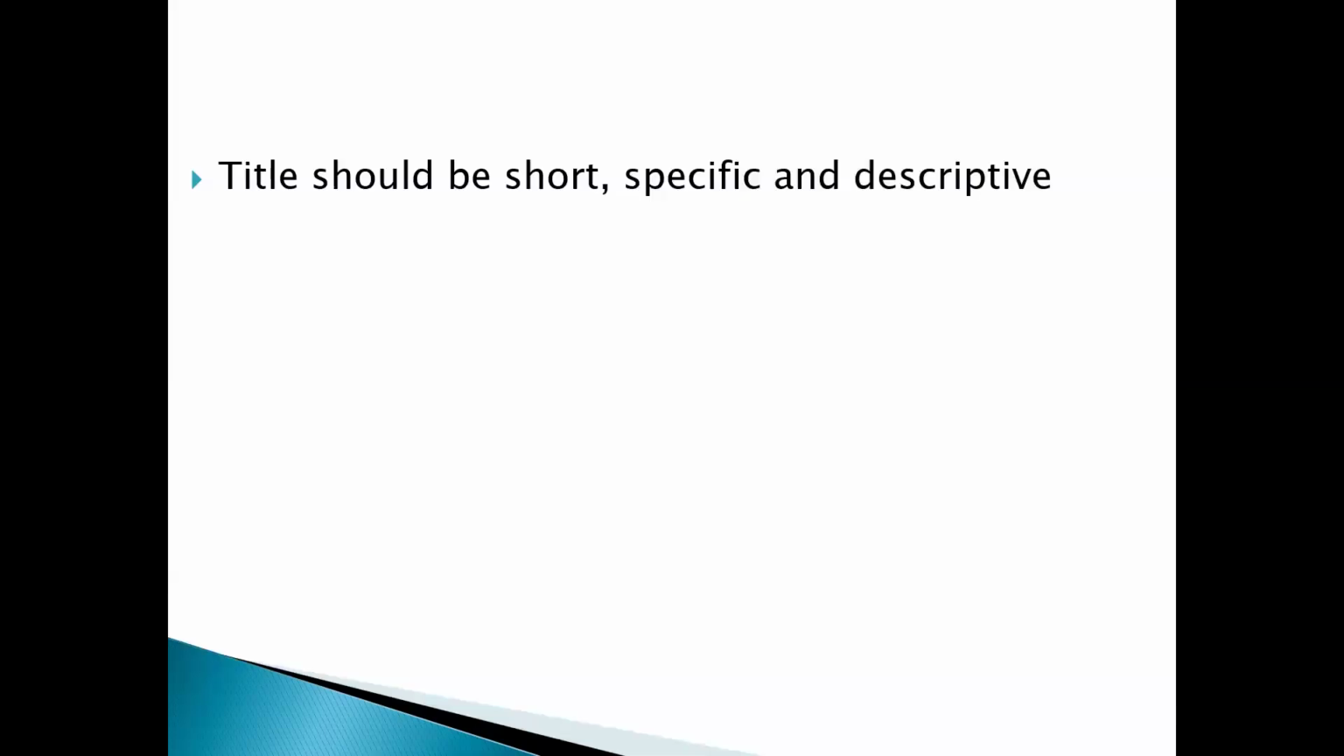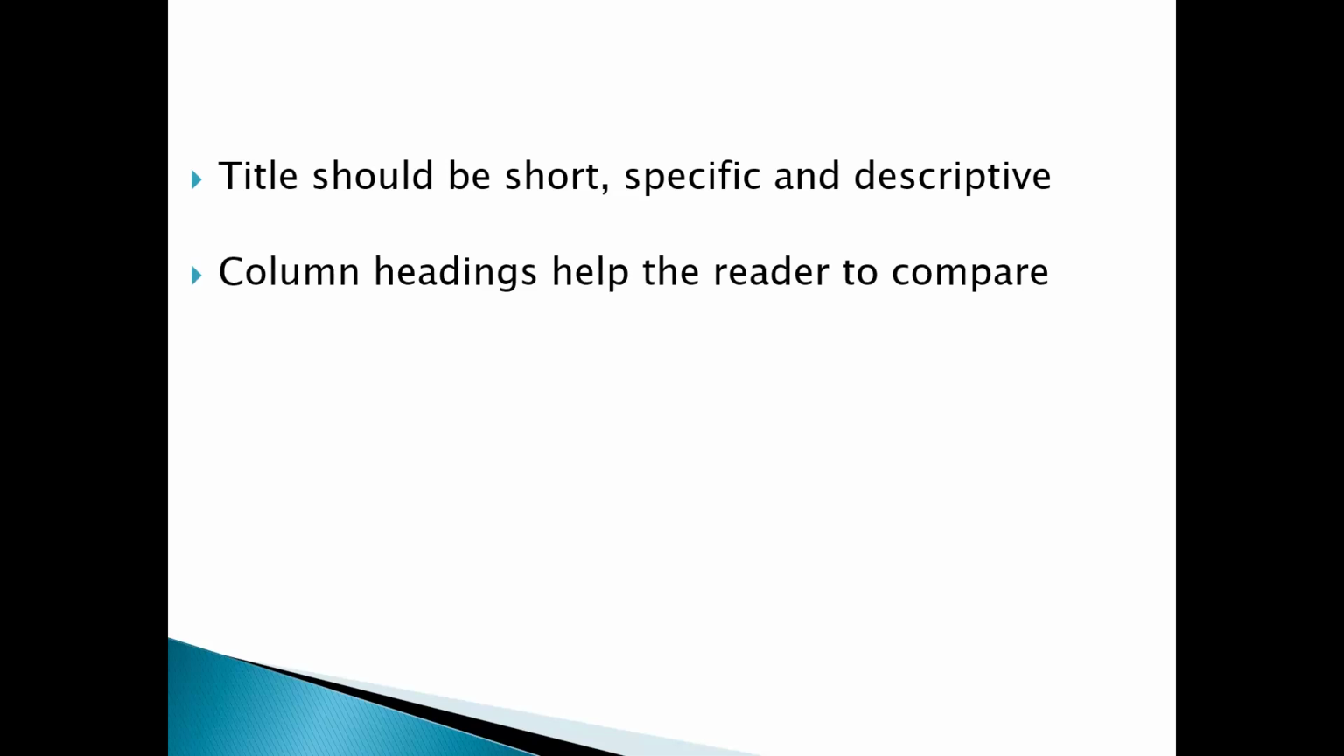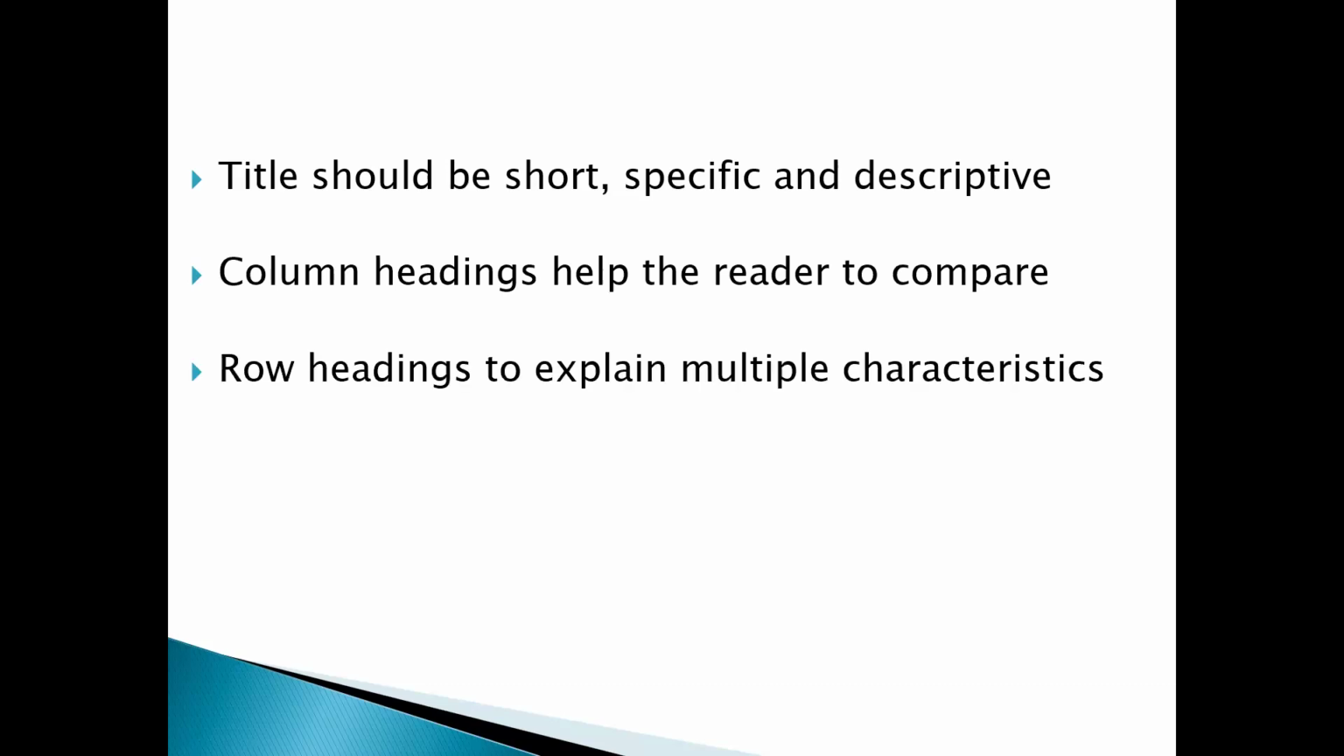The title you give should be very short and specific. At the same time, it should be descriptive enough to understand what this table is about. The column headings, even if you don't tell, will help the reader to compare the data between the two columns. So that's the advantage and the power of the column headings. I will show you with an example, then you will understand. Then you have the row headings. Row headings are needed to explain the multiple characteristics of the study participants. It could be the age, gender, or BMI, or any other clinical characteristics. All that will come as row headings.